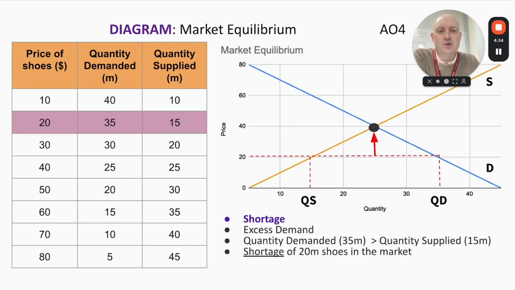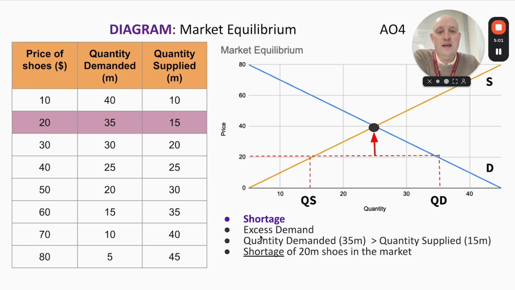The opposite is also true. A shortage is when the price is below the equilibrium. So in this situation, we've got the price below the equilibrium, assuming a price of $20. To get quantity demanded, we go across to the demand curve, giving us 35 million. Quantity supplied, we go across to the supply curve, giving us 15 million. So quantity demanded is bigger than quantity supplied. So we have a shortage. This is when we don't have enough of something.